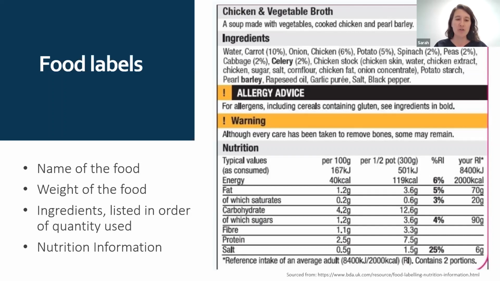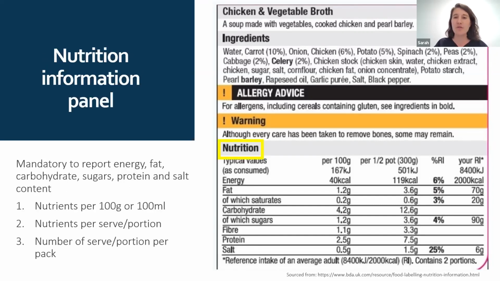And then it contains a nutrition information panel, which you can see here on the bottom of the label, which has all the figures and numbers about what the food contains in terms of different key macronutrients. On a nutrition food label, it is mandatory for manufacturers to report energy, fat, carbohydrates, sugar, protein, and salt content. So these will always be found on a food product.